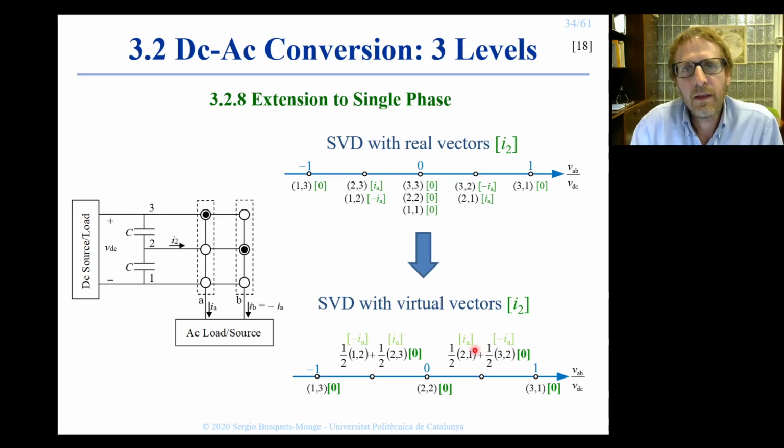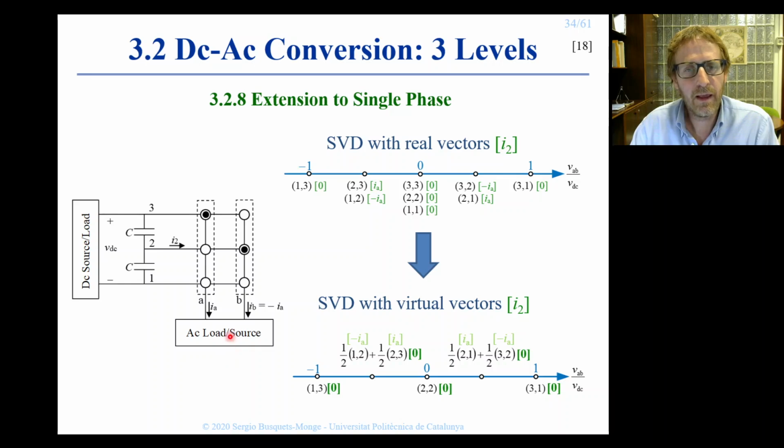So far we have seen the case of a three-phase converter, which is a very typical case. Let's now see how we can extend this pulse width modulation to other numbers of phases. We will start with the single phase case, and then we will move to the case with a number of phases higher than 3.